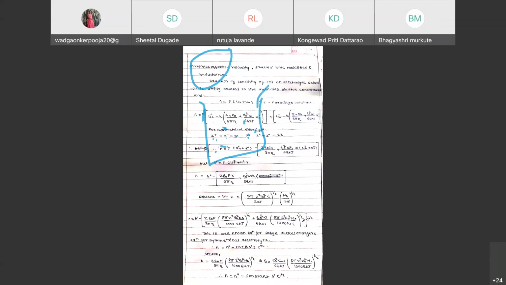Whatever strong electrolyte solutions you are preparing, the strong electrolyte will get dissociated. Once it dissociates, it gives two ions. I am representing them by C plus and A minus, meaning cation and anion in short.